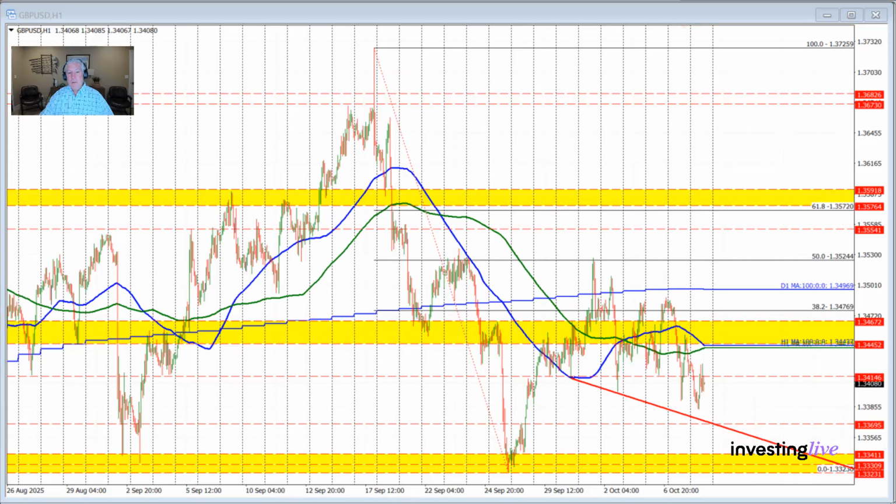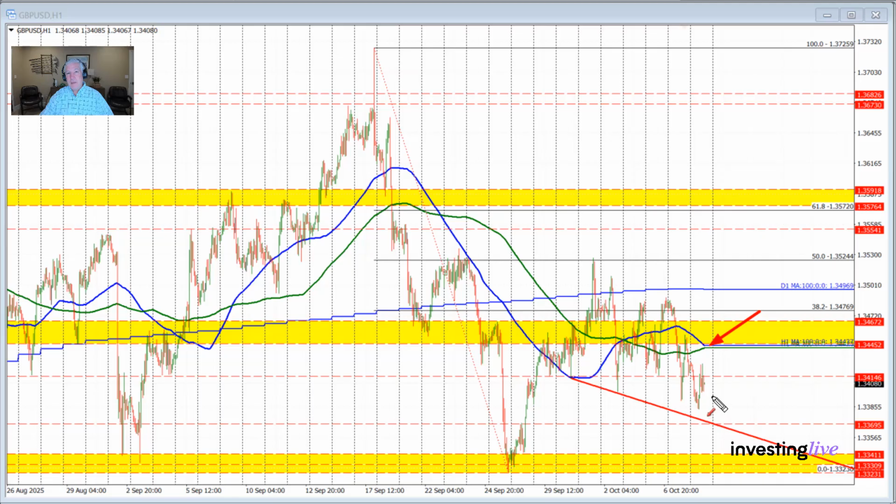concern. What would turn the technical bias around, however, would be a move back above the near converged 100 and 200 hour moving averages. If the price can get above those levels, that would increase the bullish bias from a technical perspective, at least in the short term, and shift the barometer more in the direction of the upside. Absent that, the sellers still are more in control despite the seemingly lack of momentum to the downside.